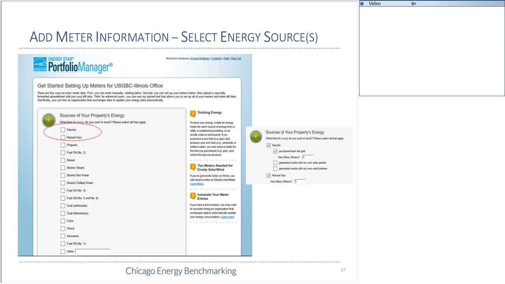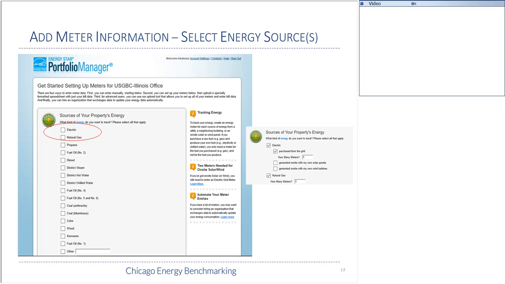So once you click Add a Meter, you can select your different fuel types. You're going to want to set up at least one meter for any fuel type that you have. Most buildings will have electric and natural gas. Some might have fuel oil or others. You'll want to click each box based on the type of utilities you have at your property. There's a little box over to the right that shows what happens when you click electric and natural gas.